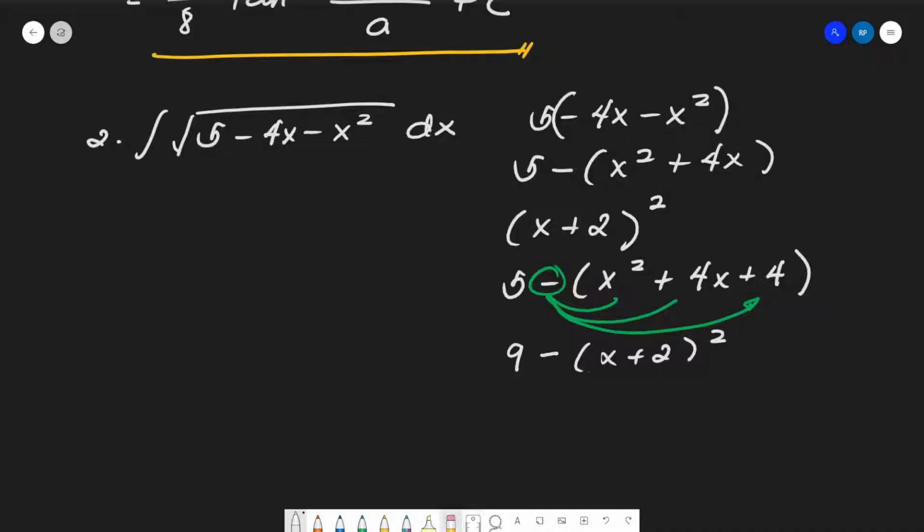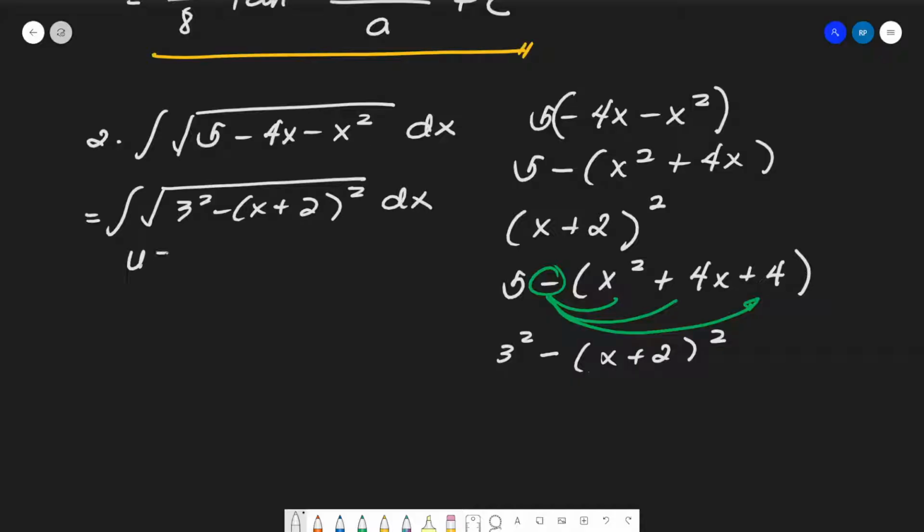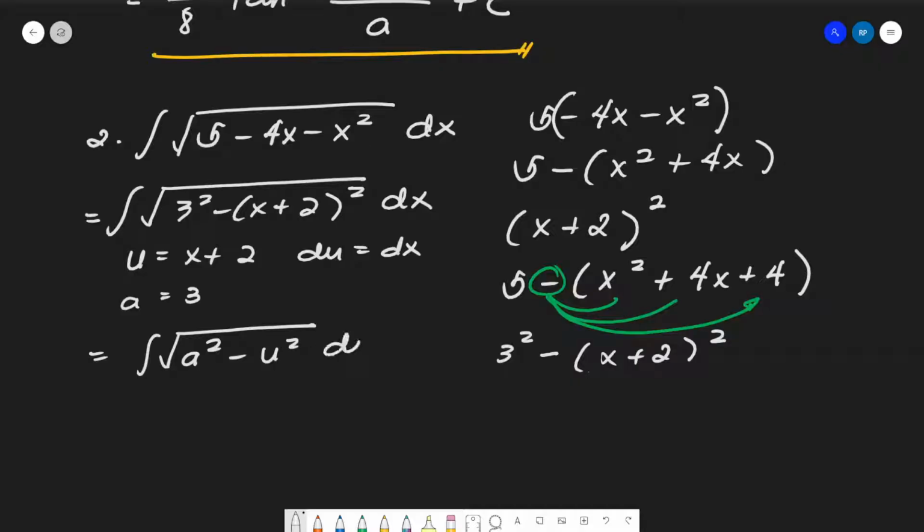And we all know 9 is a perfect square. No? So when we take its square root, it becomes 3 squared. So this is what we will put inside the integrand. So we have the integral of the square root of 3 squared minus x plus 2 quantity squared dx. So what is our u here? Obviously that is x plus 2. Our a is 3. Then we have du is dx. Okay, so this is in the form of the integral of what? The square root of a squared minus u squared du.